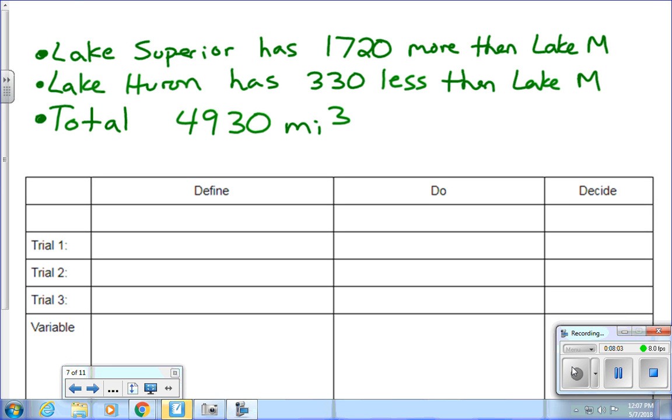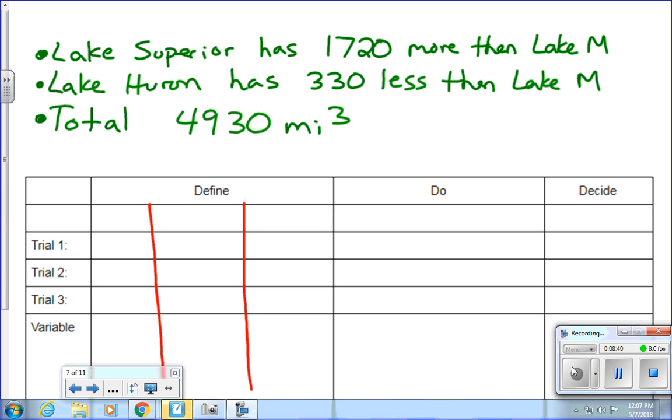The next piece is to start setting up our table to do our trials. Our goal is to remember how to do the trials and then figure out a way to do them without the trials. So first thing we're going to do is define. What am I going to do in the define section? How many columns am I going to create for the define section? Hazel. 3. I'm going to have 3 columns. And what am I going to label my 3 columns?